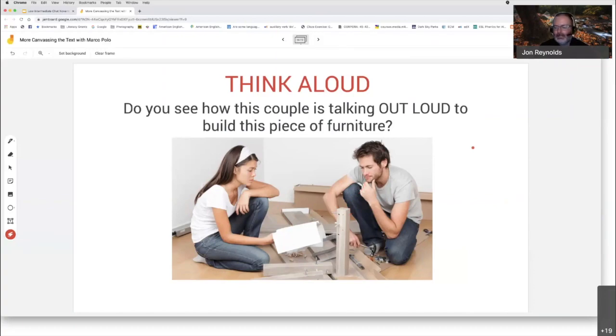Now, I'm looking at this picture. Does anybody know what this is going to be, by the way? Anybody have a guess what they're building? What do you think? A table. I don't know. Maybe a desk, maybe a bed. Or a clothing. Maybe. I don't know. This looks like it's from IKEA, so it could be anything. I have no idea.